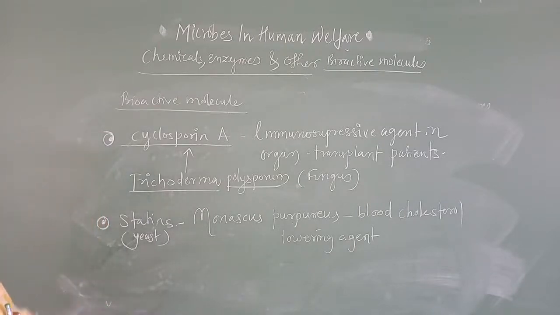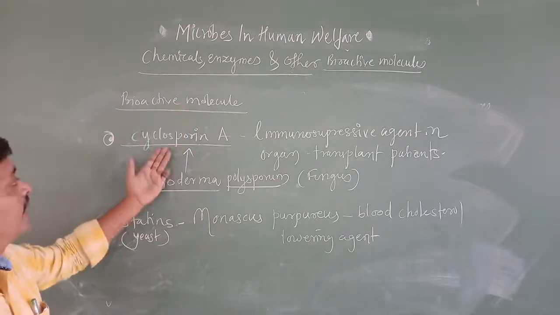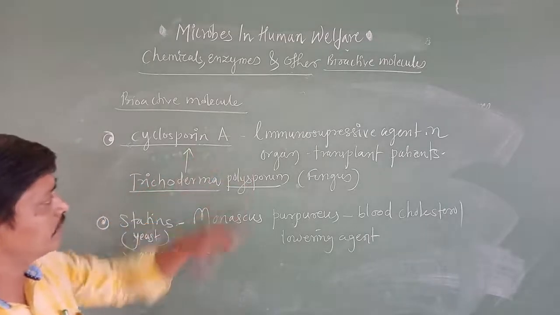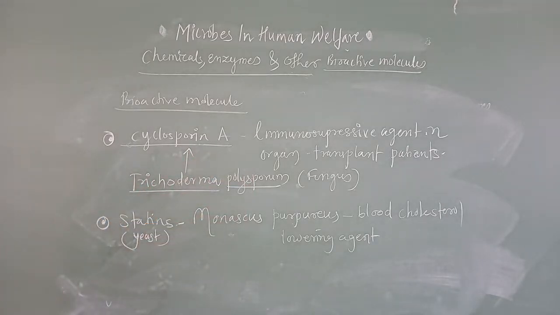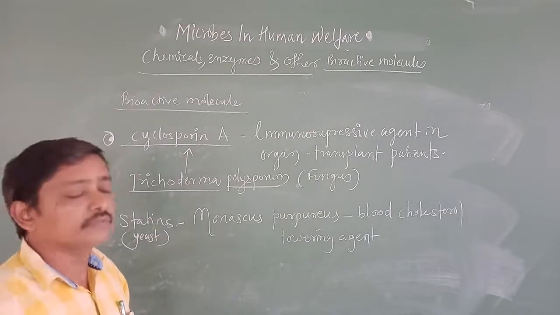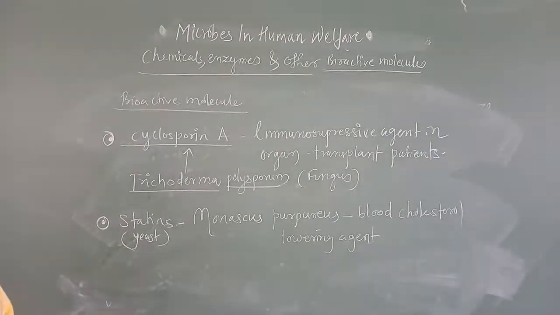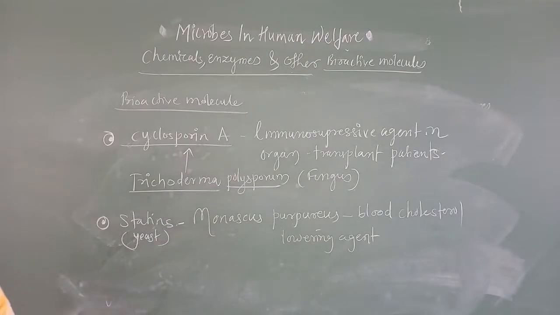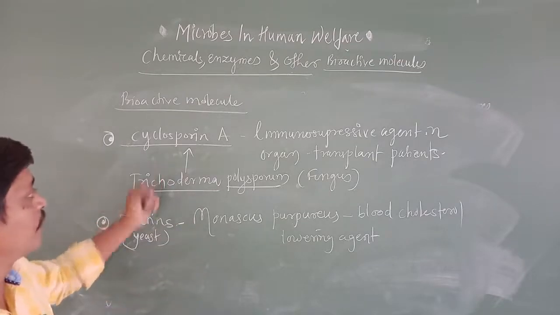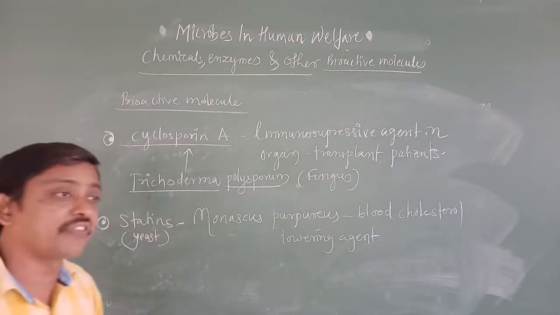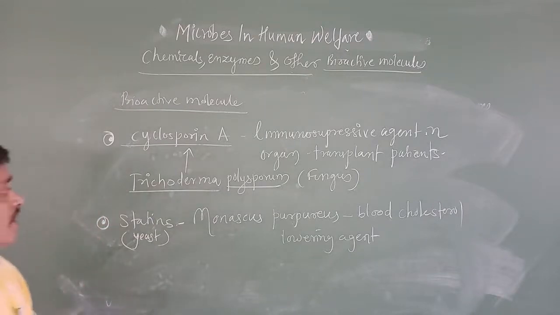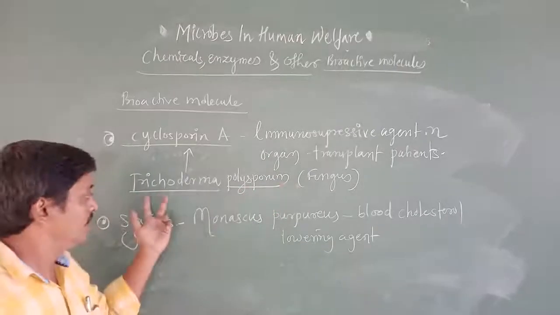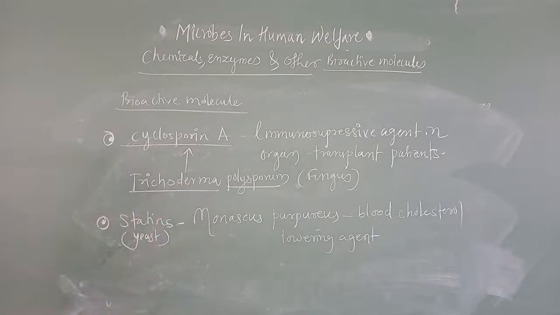And after that, we have studied here about the bioactive molecules like cyclosporine A and statin. Cyclosporine A is the agent for immunosuppression during organ transplant. In the sense, for patients undergoing an organ transplant, for example kidney transplant or any other organ transplant, at that time they use cyclosporine, which acts as an immunosuppressive agent, and that is produced with the help of Trichoderma polysporum. It is a fungus. This is the microbe which is used for the production of cyclosporine A.